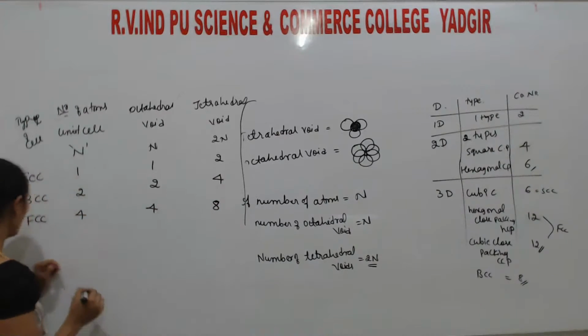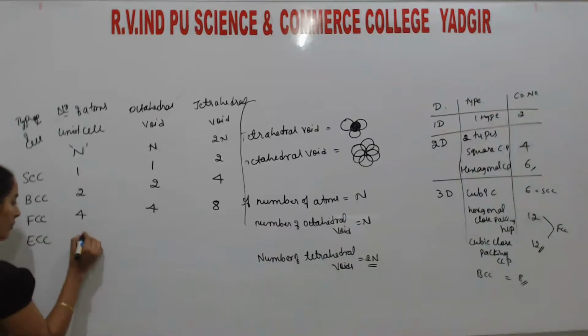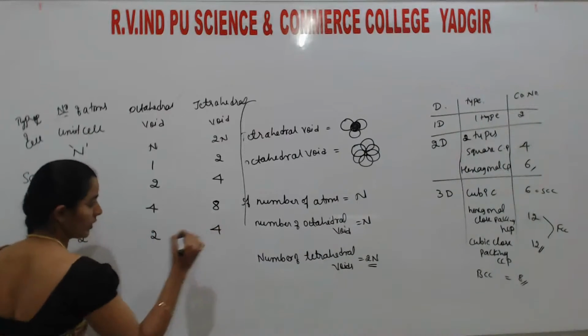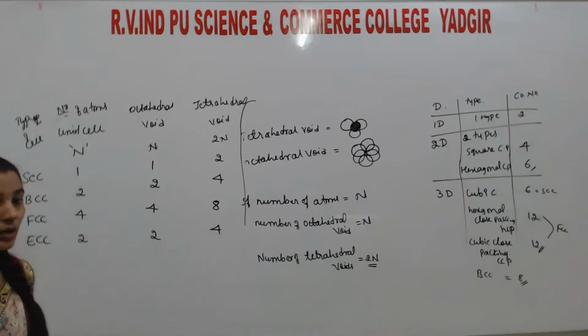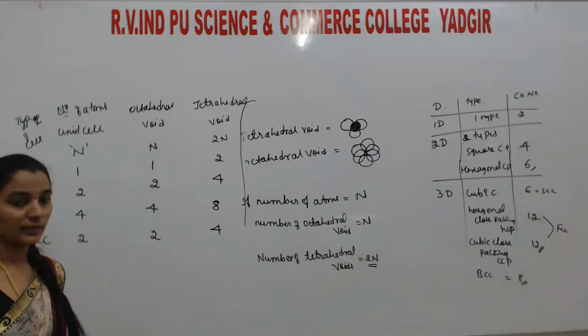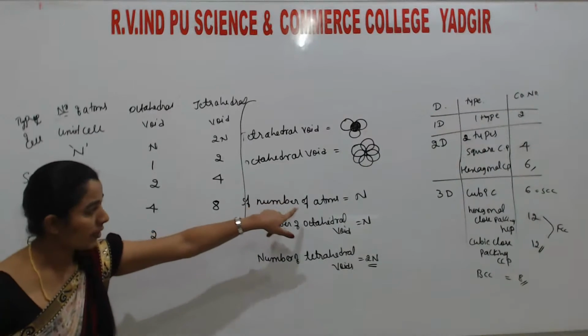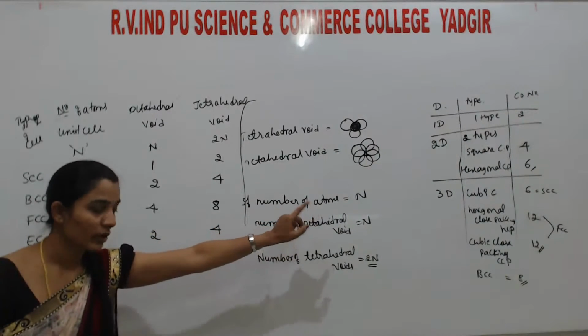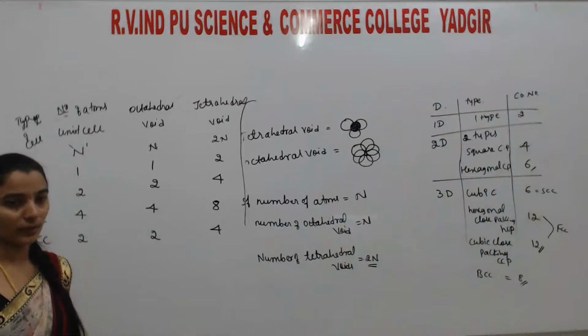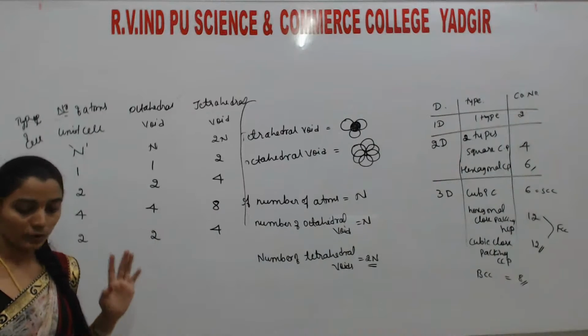This is how to find out the octahedral and tetrahedral voids in different unit cells. If the number of atoms is equal to n, the number of octahedral voids is also equal to n, and tetrahedral voids are equal to twice n. Okay, so this is all about the arrangement.